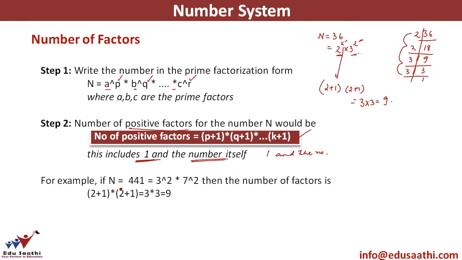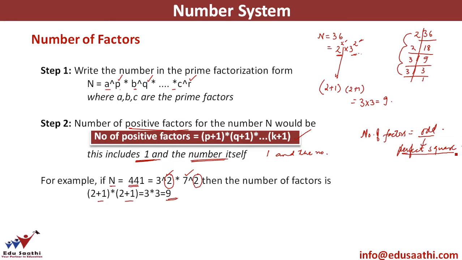Now for example, if you have n as 441, 441 can be written as 3 square into 7 square. So the number of factors would be (2 plus 1) into (2 plus 1), which will be 3 into 3, giving you an answer of 9. Now if you look here, the number of factors is coming out to be odd. That means the number that I have taken is a perfect square.